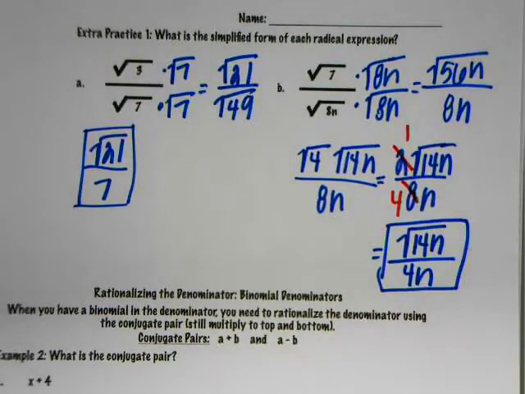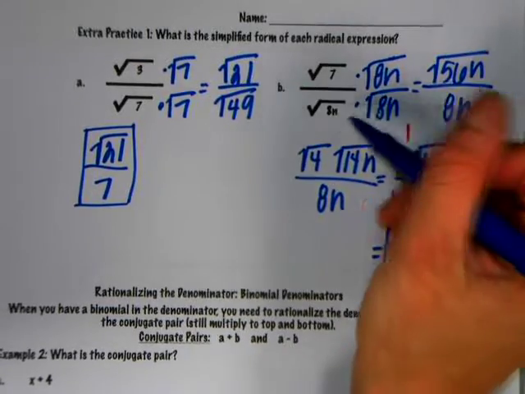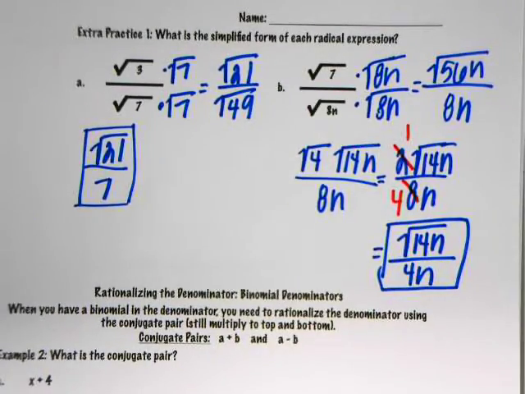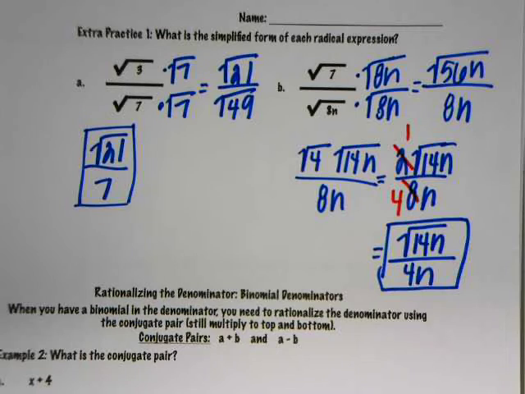So remember, our whole goal is just to get the radical in the bottom of the fraction to be gone. Okay? All right, so now that's for if you have just single radicals in the bottom. So now we're going to look at how to rationalize the denominator for binomial denominators, meaning you have two things, like you have an addition or subtraction between two things.